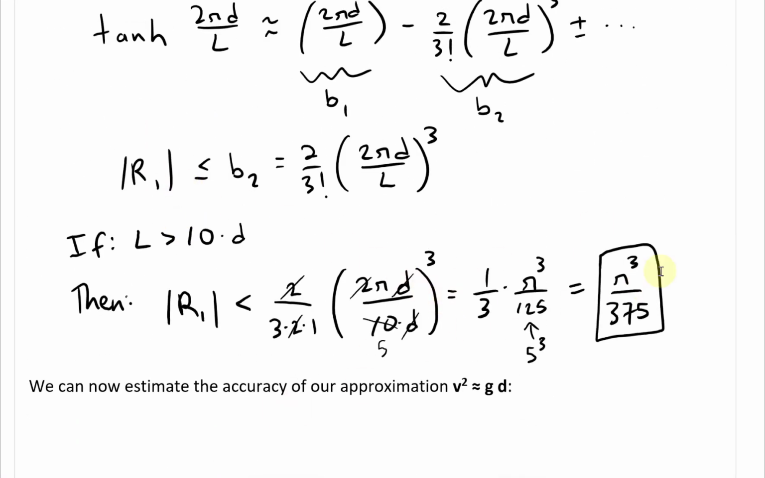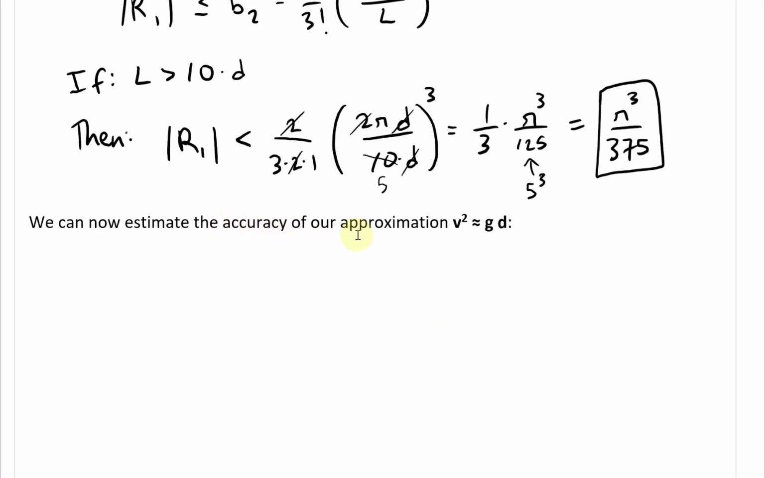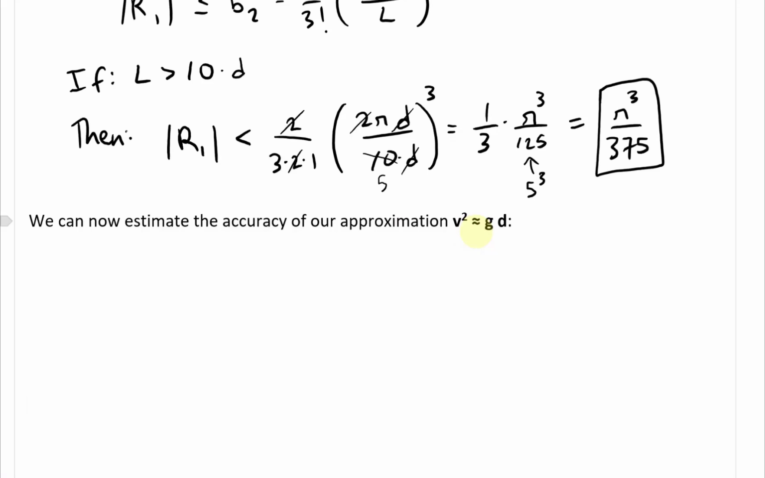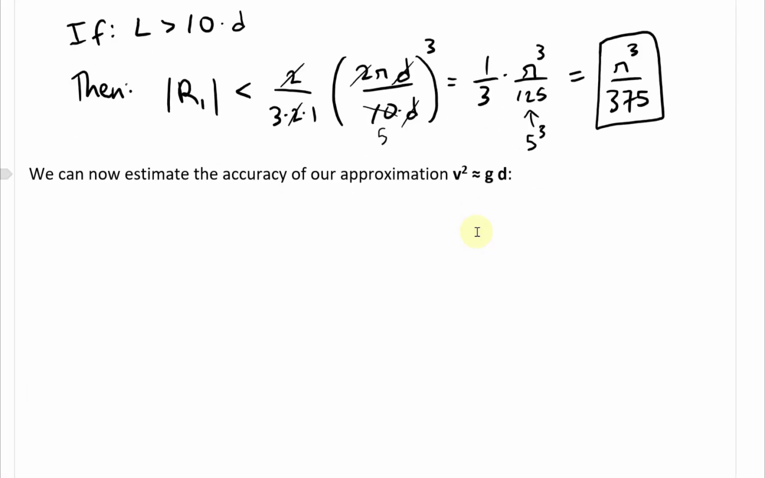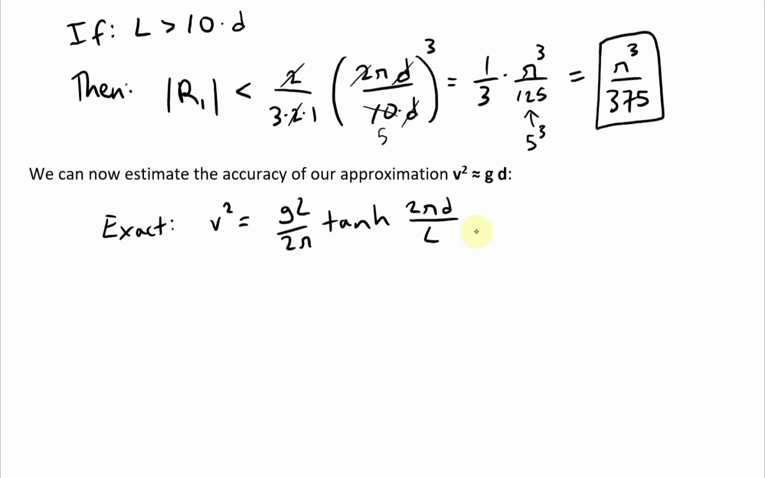Alright, so now that we have this, I just moved it over there to make some room. We can now estimate the accuracy of our approximation. V squared is approximately equal to GD, and let's write this all out in a summary fashion. So we have our exact value, our equation V squared is equal to GL over 2 pi tanh 2 pi d over L. Then our approximation used the first term of the Maclaurin series for tanh.